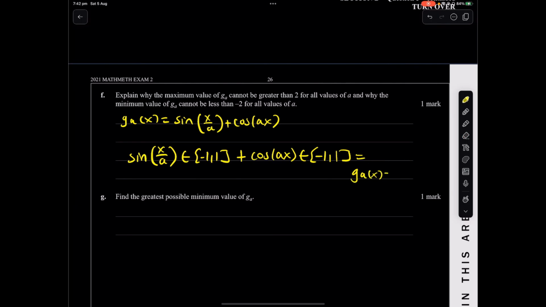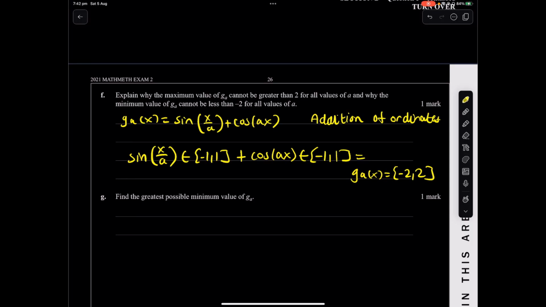G of x is equal to -2 to 2. So that's your maximum, and it cannot be greater than that, because of addition of ordinates. Imagine addition of ordinates: if you add two things, the y values add. We've done that. I don't know, just say addition of ordinates. Something like that should give you some marks.